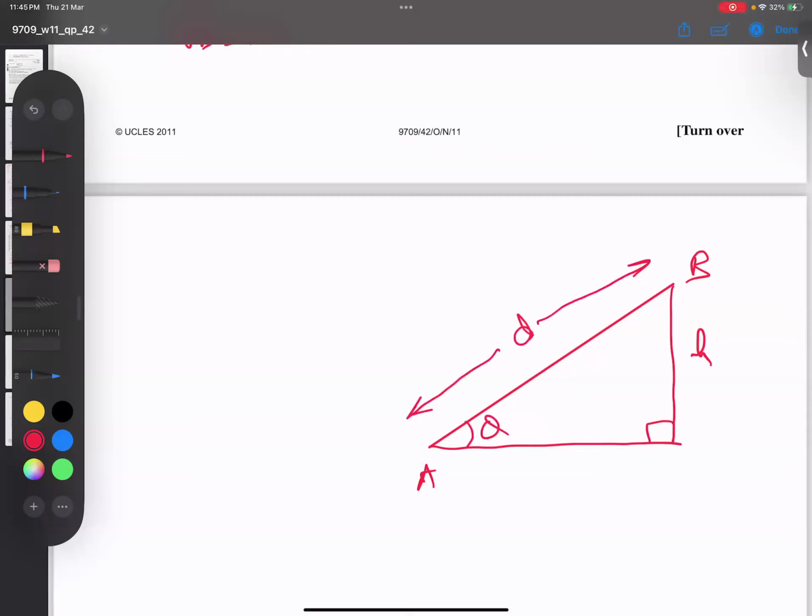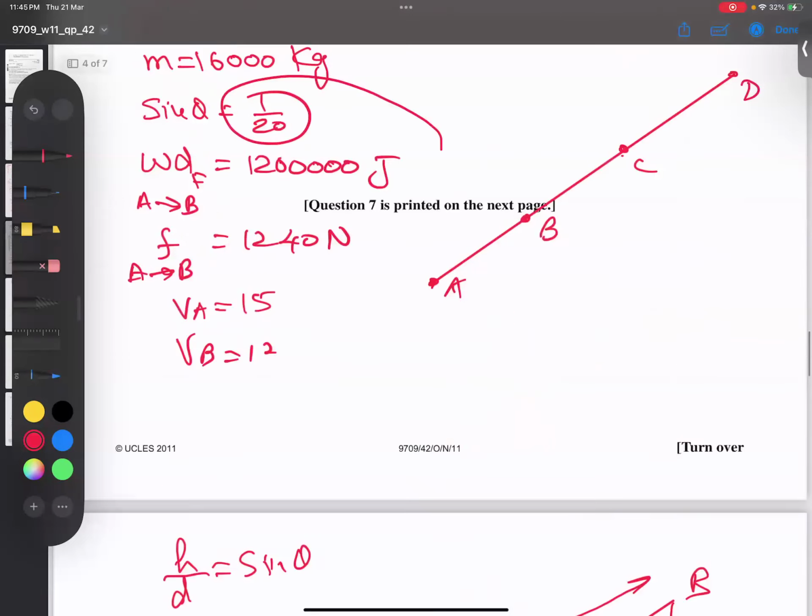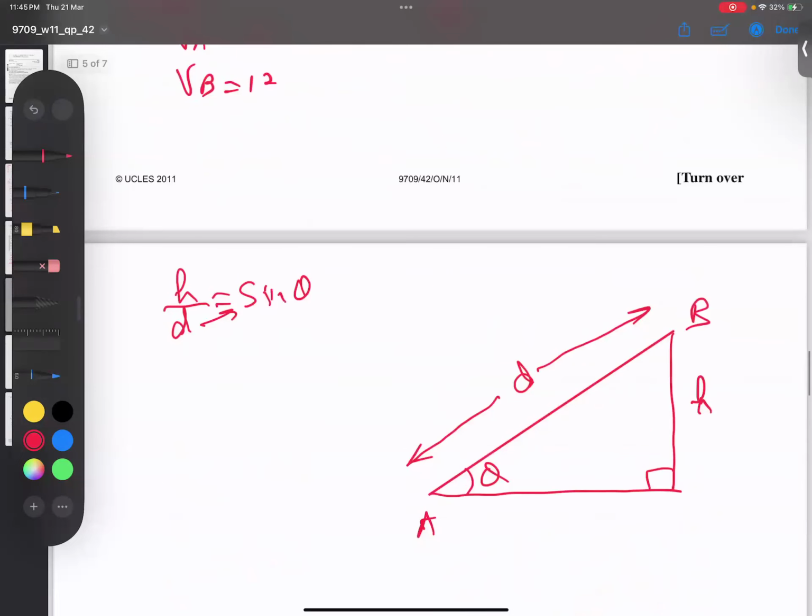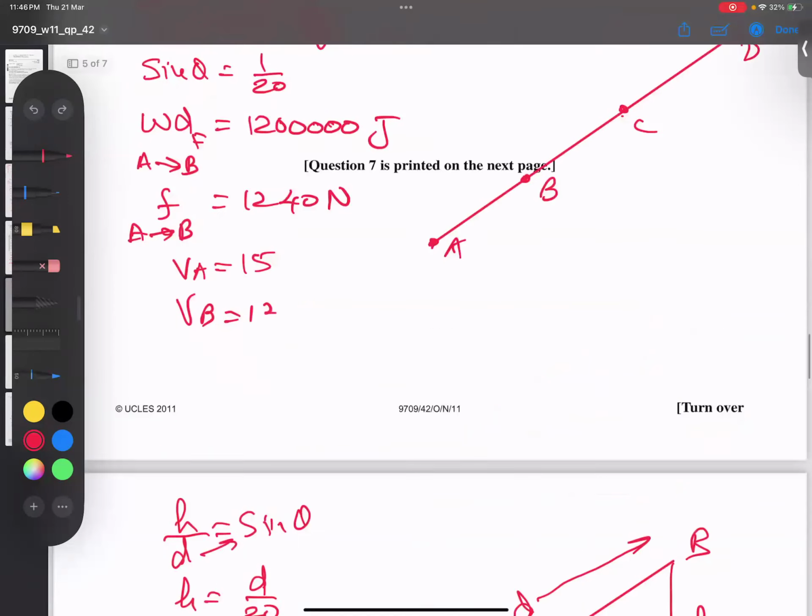So let's apply the magic formula. All of you are familiar that h by d is equal to sine theta. And sine theta is given by him as 1 by 20. So d goes there, and h is equal to 1 by 20, so d by 20. Make sure this is d by 20. Now I think I can apply the magic formula. I can do it step by step.